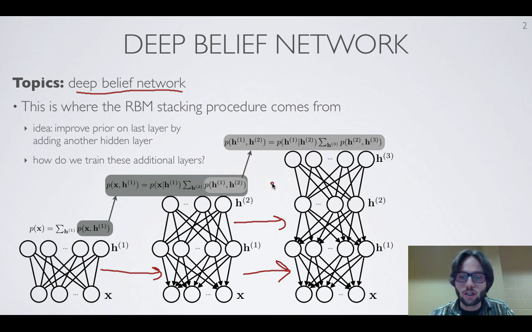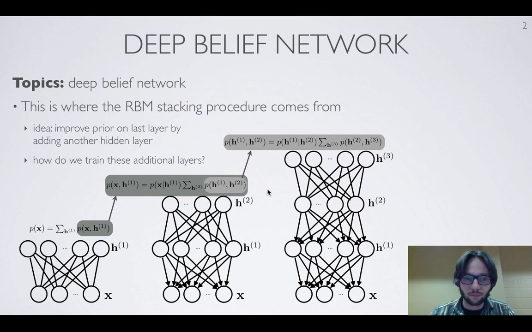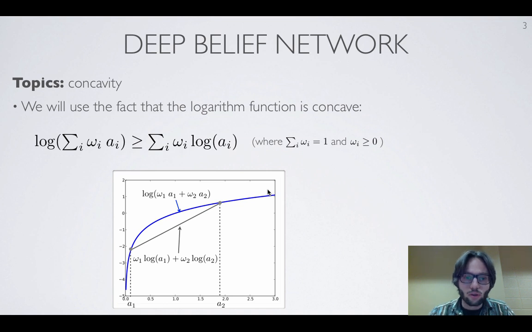To actually describe exactly how this procedure will come about and the actual details of the algorithm, we'll need a tool known as the log likelihood variational bound. And so in this video, we'll introduce what this is exactly. To introduce the variational bound, we will need to exploit the concavity property of the logarithm function.